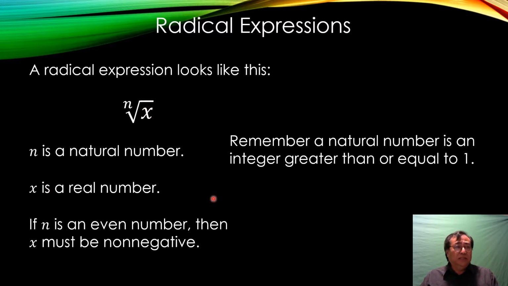If n is an even number, then x must be non-negative. What that means is if I have a 2 or a 4, then the inside x must be positive or 0. If you put a negative number in there, then this will be undefined. I know in the past we had some imaginary numbers, but in this context, we're not going to deal with imaginary numbers. So this definition excludes imaginary numbers.